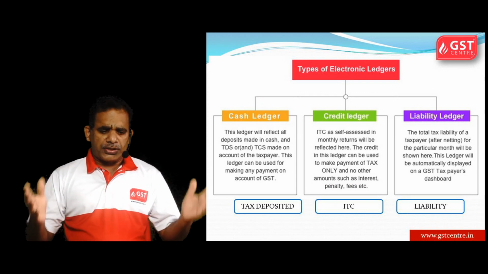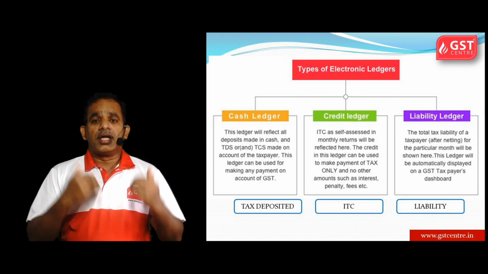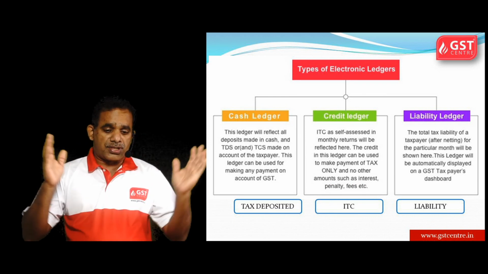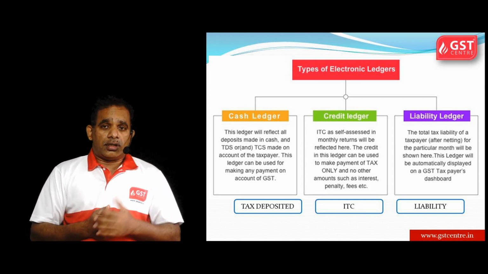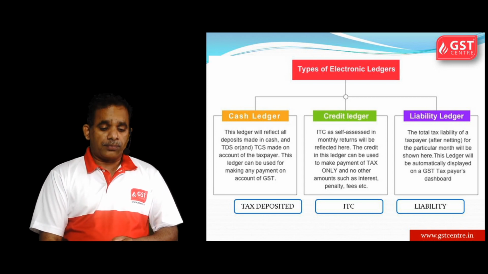I have already told you there are three electronic ledgers: cash ledger, credit ledger, and liability ledger. So please check in any of the GST common portal whether all these ledgers are reflecting properly.